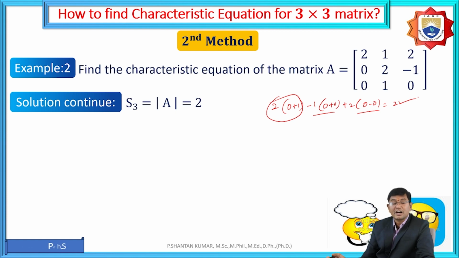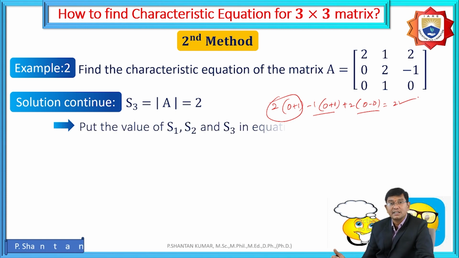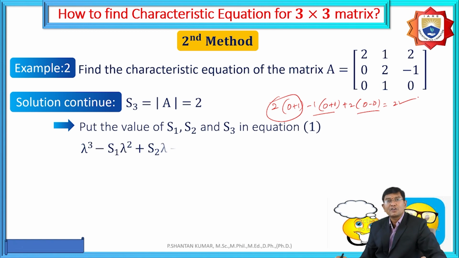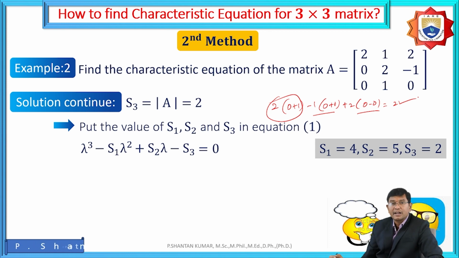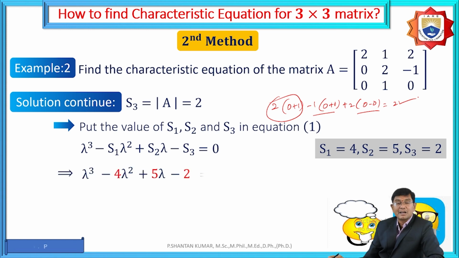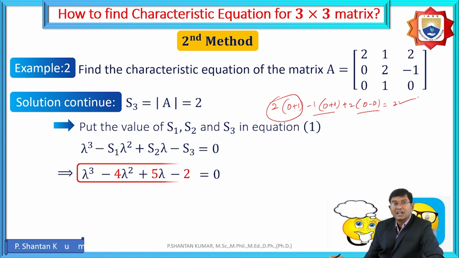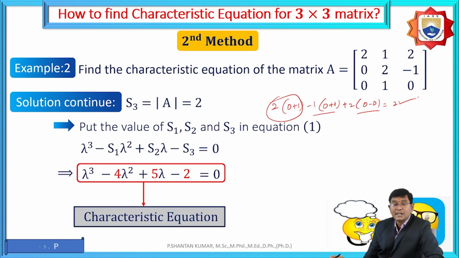Now, after calculating S1, S2 and S3, we need to substitute them into the characteristic equation, that is equation 1. Therefore, lambda cubed minus S1 lambda squared plus S2 lambda minus S3 is equal to 0. Here S1 is 4, S2 is 5, and S3 is 2. Based on these values, the required characteristic equation is lambda cubed minus 4 lambda squared plus 5 lambda minus 2 is equal to 0. This is finally our required characteristic equation.